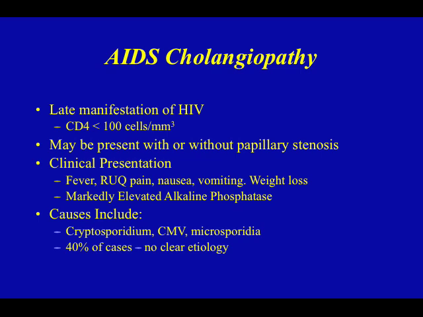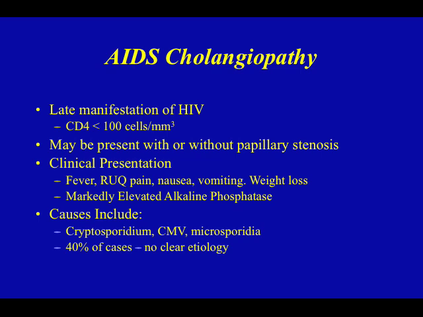Something I want to mention about AIDS cholangiopathy, that's something which presents with fever, right upper quadrant pain, nausea, vomiting, weight loss, and elevated alk phos. That's what you're going to get even on your board questions on the patient presentation. What can it be caused by? Cryptosporidium, CMV, and Microsporidium. In 60% of the cases, 40% of the cases, we have no clear etiology. How would you diagnose it? Probably through ERCP or biopsy.